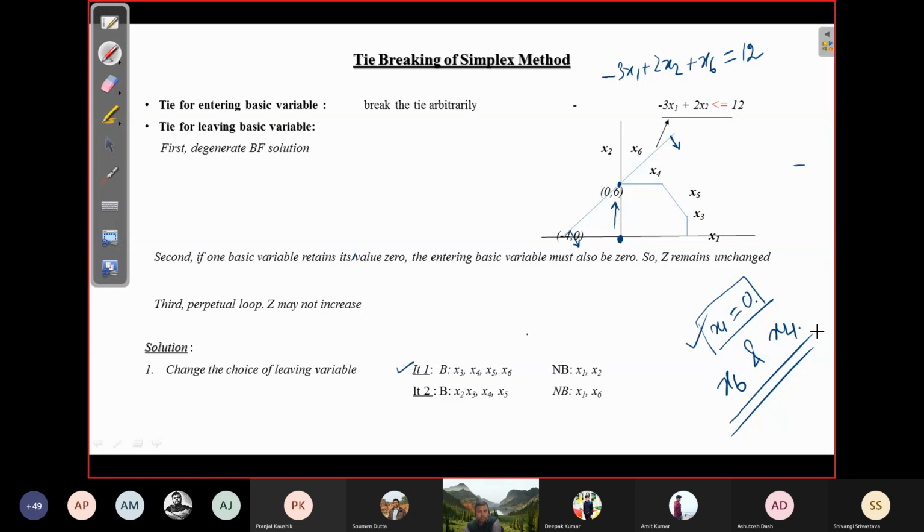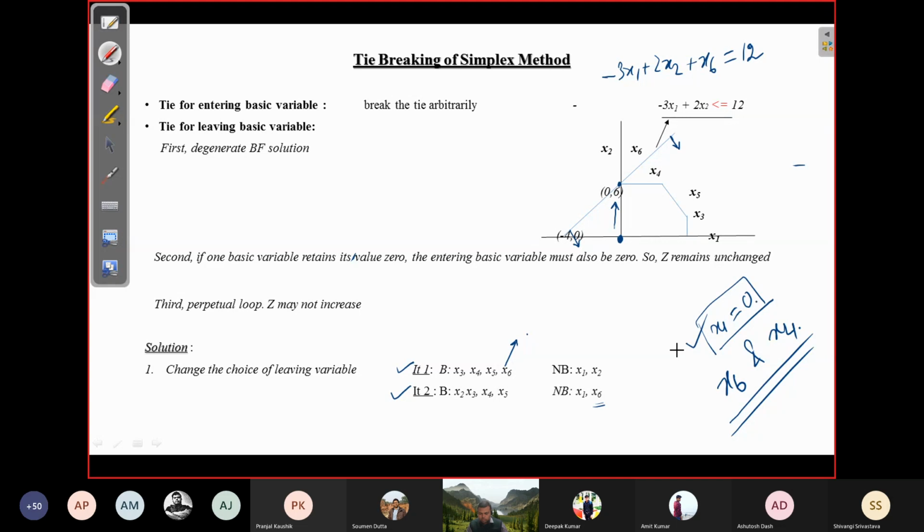But you cannot allow both of them to fall to zero. You have to choose only one leaving basic variable, right? So ideally, you will see there will be a tie in the minimum ratio. And then you have to choose whether X4 leaves or X6. So there is a tie in the leaving basic variable, right? Suppose I choose, here in iteration 2, I have written, see, X6 has left. So from iteration 1, I have chosen X6 to leave, right?